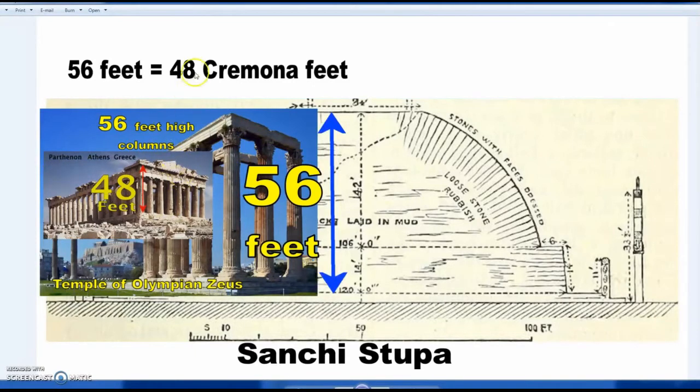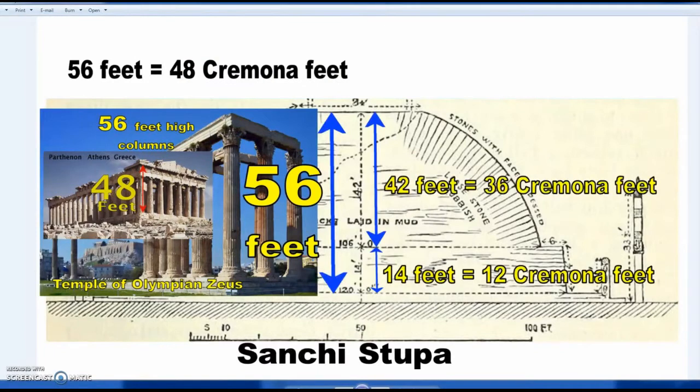But so what we have is 48 Cremona feet, which delivers all these lovely harmonic numbers I covered earlier. But you also notice that 42 feet and 14 feet, again, whether it's 36 or 12, these are the same. They're reflected constantly throughout ancient and modern architecture, very harmonic, loaded with information, bringing you to all the lovely 108, 144, 432, all those numbers.